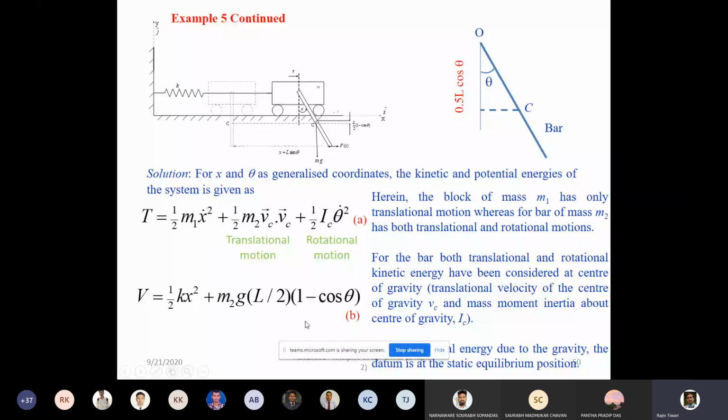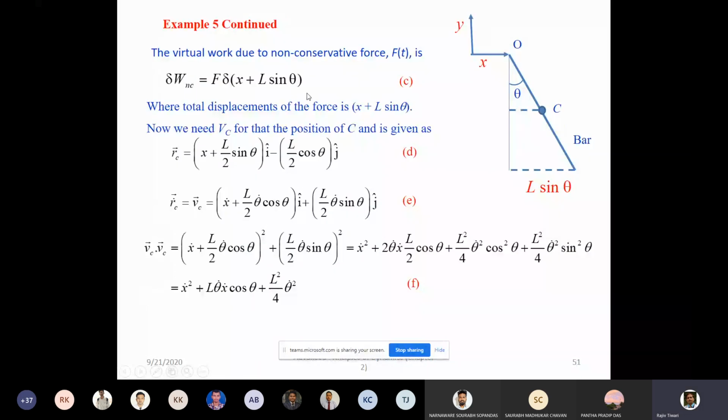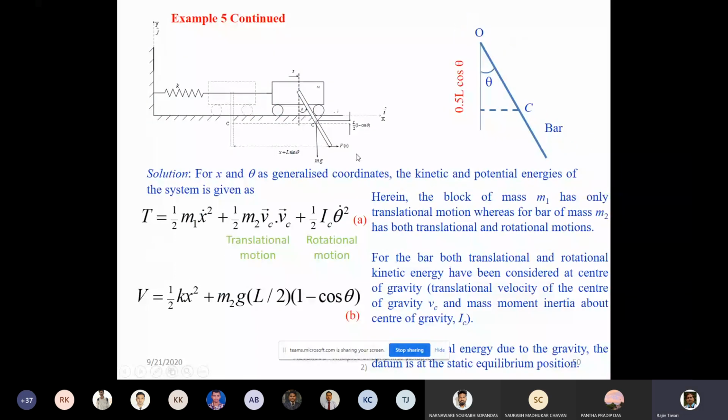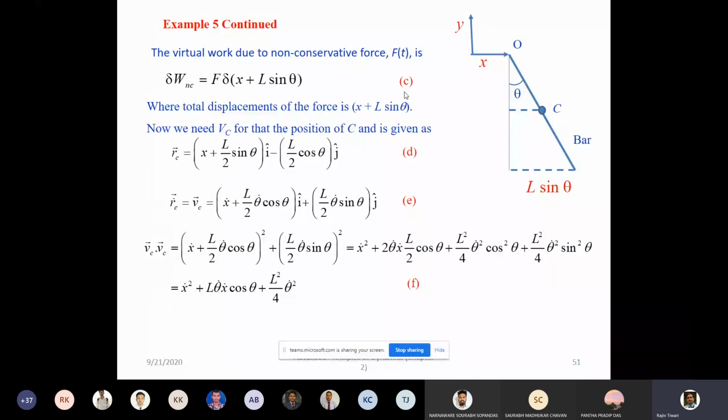It looks simple, but still we have not obtained the expression for the linear velocity of the center of gravity of the bar. So that we need to find out. Apart from that, because at this free end there is an external force, that force will give us the virtual work.